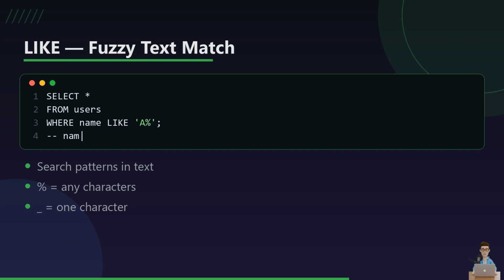LIKE is for when you don't know the whole word, only a piece of it. The % sign is a wildcard meaning any run of characters, and the underscore means exactly one character. So A% finds every name starting with A, and %son would find Jason, Mason, anything ending in son. Think of it as text search with blanks you let the database fill in.